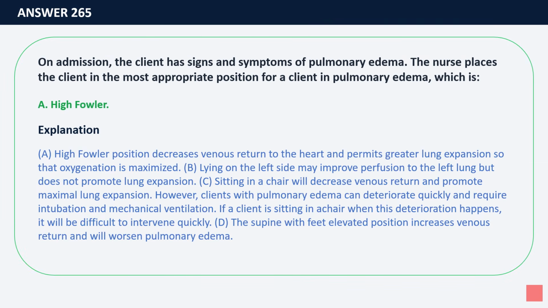Answer: A. High Fowler. Explanation: A. High Fowler position decreases venous return to the heart and permits greater lung expansion so that oxygenation is maximized. B. Lying on the left side may improve perfusion to the left lung but does not promote lung expansion. C. Sitting in a chair will decrease venous return and promote maximal lung expansion. However, clients with pulmonary edema can deteriorate quickly and require intubation and mechanical ventilation. If a client is sitting in a chair when this deterioration happens, it will be difficult to intervene quickly. D. The supine with feet elevated position increases venous return and will worsen pulmonary edema.